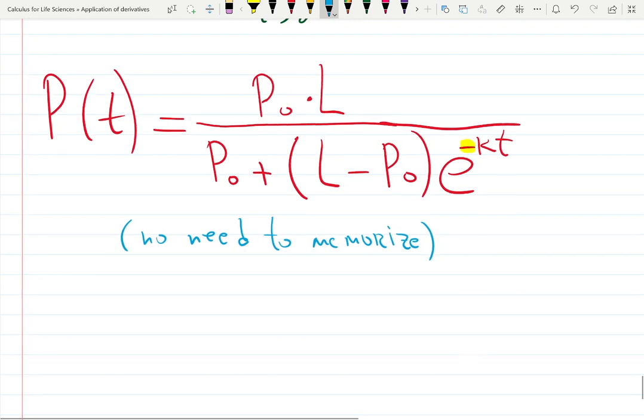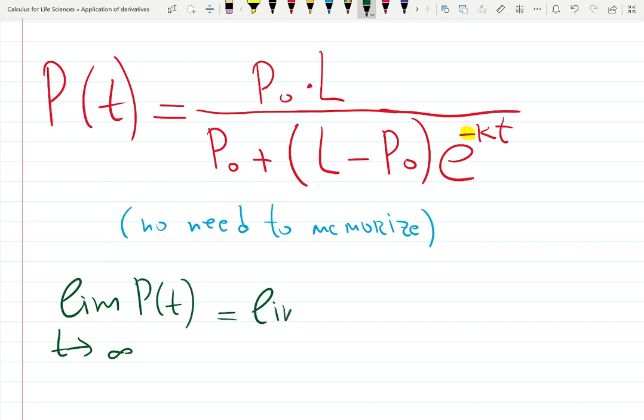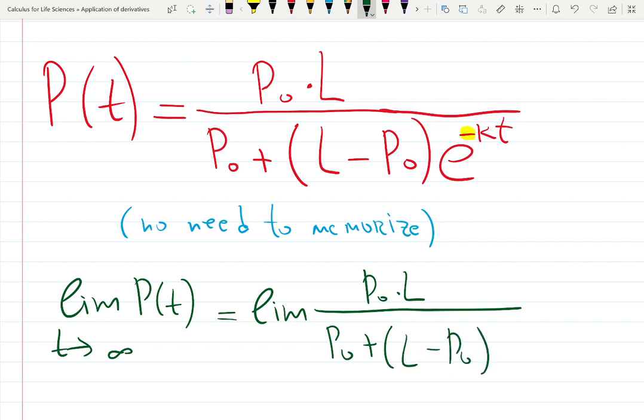if you remember limits, just kind of interesting, does this actually match what I just wrote? So the limit as t goes to infinity of this function is supposed to give you L. Does it? Very interesting, I wanted to point this out. P sub 0 L over P sub 0 plus L minus P sub 0, e to the minus kt. When t is exploding to infinity.